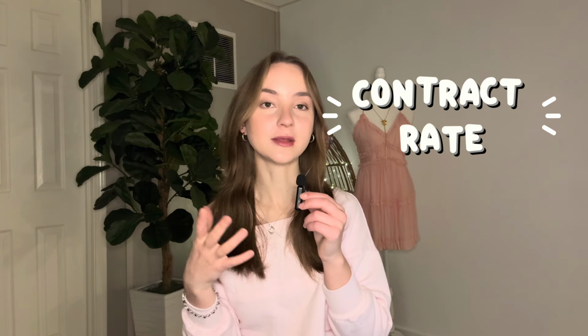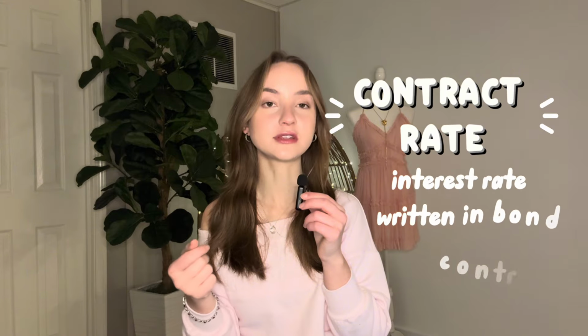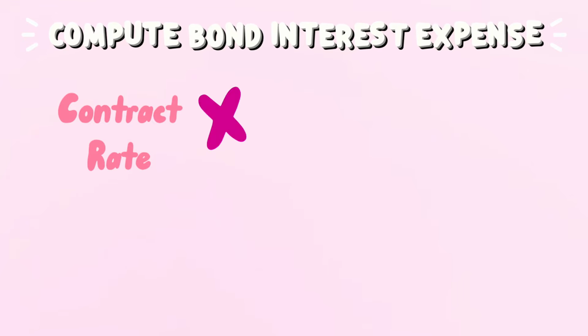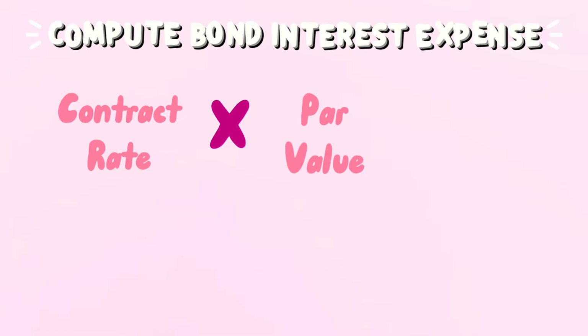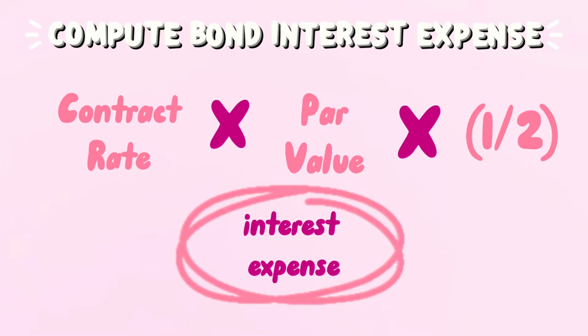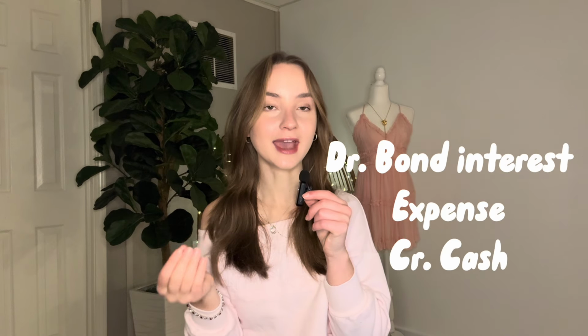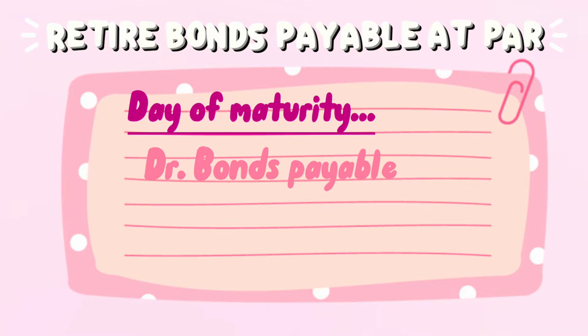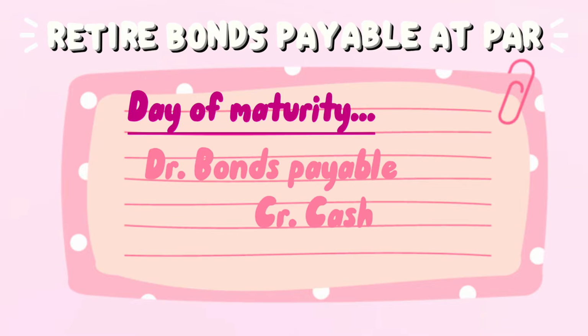Contract rate is written in the bond contract, and we use this to calculate cash interest payment. So contract rate multiplied by the par value and divided by 2 is the bond interest expense for that half year. And you are paying that interest with cash, so credit accordingly. At the maturity date, you will debit bonds payable and credit cash for the par value.